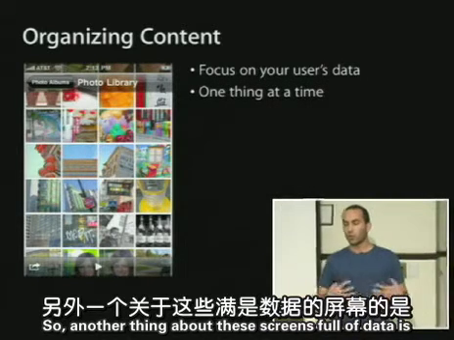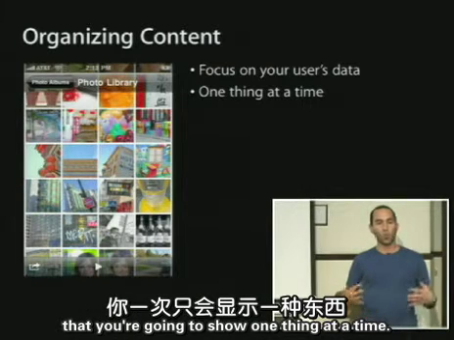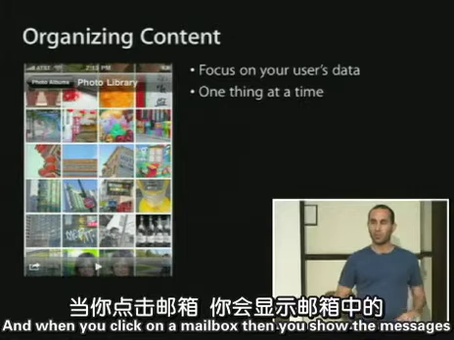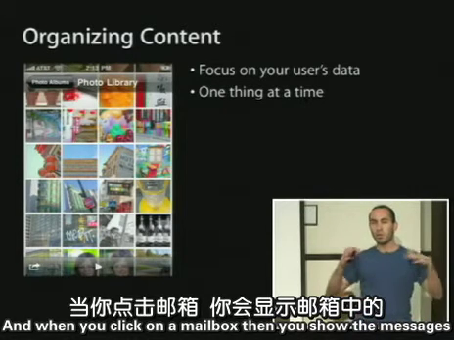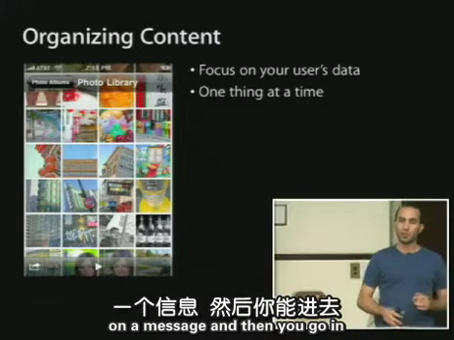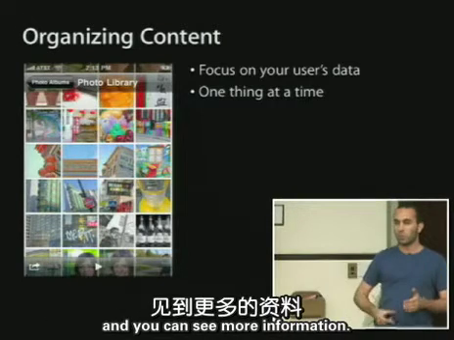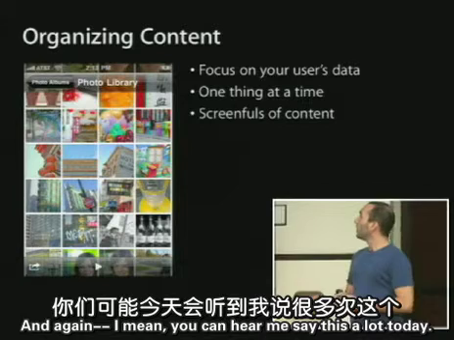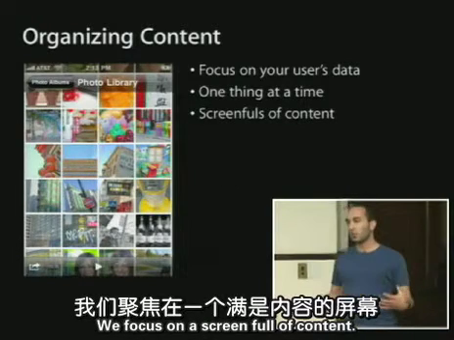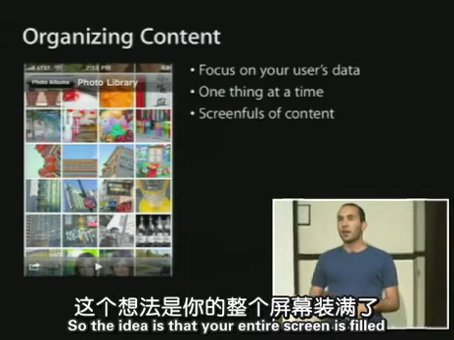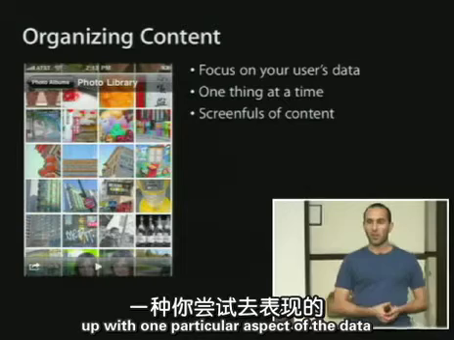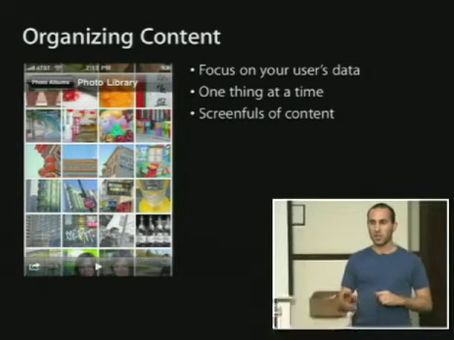Another thing about these screenfuls of data is that you're going to show one thing at a time. In the mail case, you show mailboxes. And when you click on a mailbox, then you show the messages in that mailbox. And you don't show any of the content until you click on a message. And then you go in and you can see more information. And again, you're going to hear me say this a lot today. We focus on screenfuls of content. So the idea is that your entire screen is filled up with one particular aspect of the data that you're trying to represent.